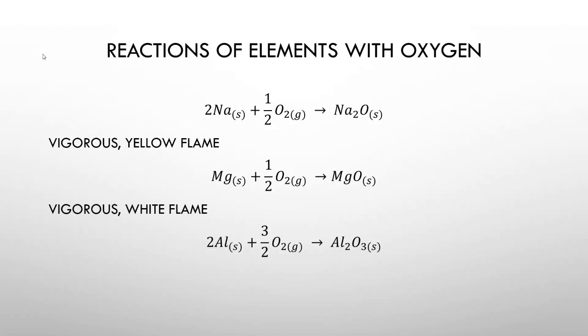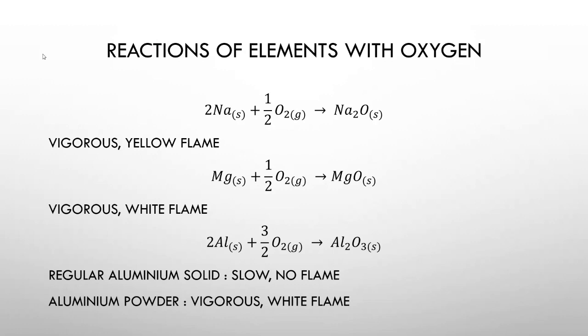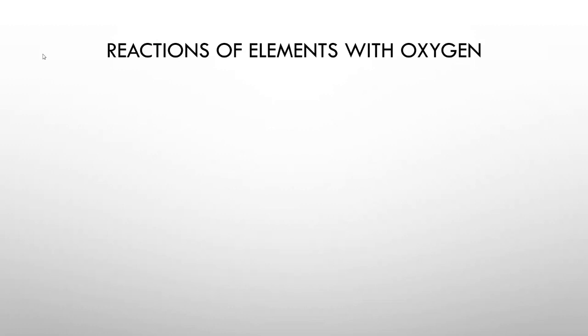Now we've got aluminium with oxygen. For regular aluminium, this reaction is slow and there is no flame. But if you use aluminium powder, it's much faster and there is a white flame. So moving on to the other elements, we've got silicon, and this is slow and there's a white flame.